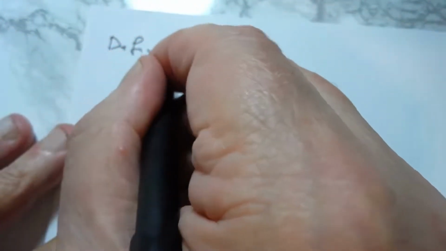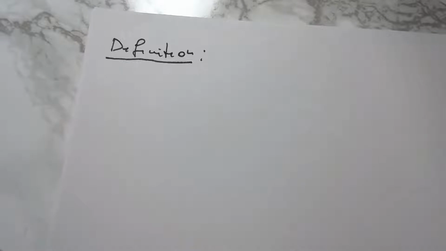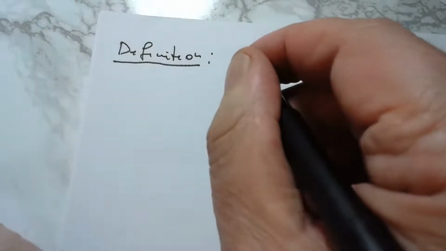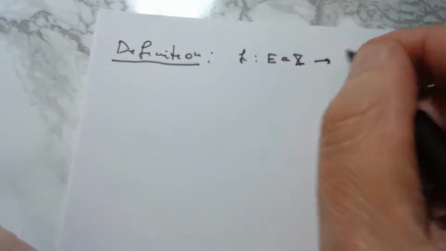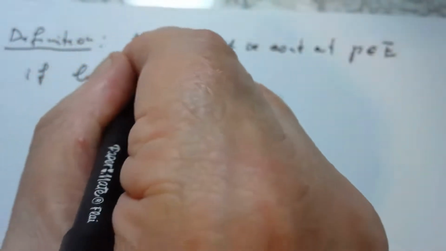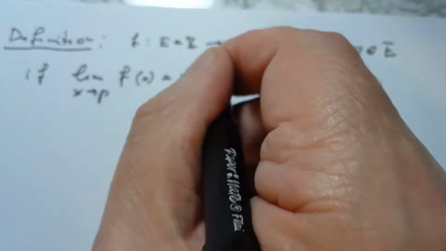So here is the definition again. And I'm going a little bit in the opposite direction from Rudin. On a test, you're welcome to give my definition or the definition from Rudin. F from E, a subset of a metric space X, into Y is continuous at the point P in E if the limit of f of x as x approaches P exists and equals f of P.